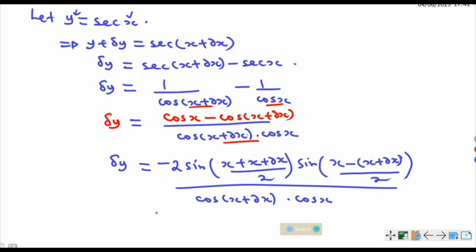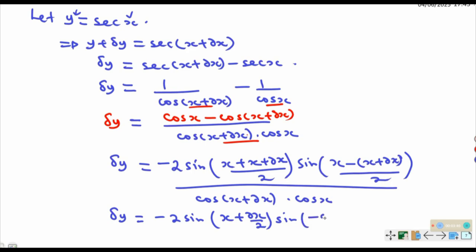We can simplify this further, and it will give us delta y as -2 sine of x plus x divided by 2, which is x plus delta x upon 2. Then sine x will cancel with this, and we shall remain with negative delta x upon 2.